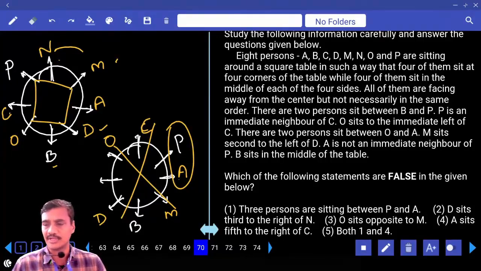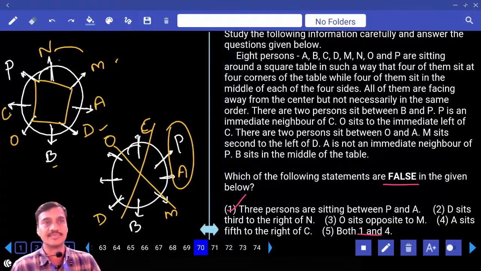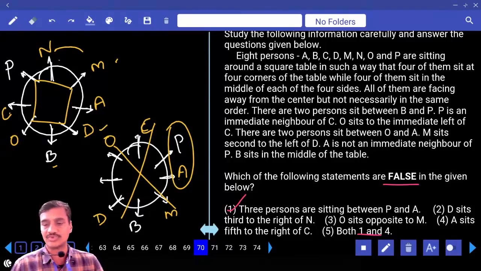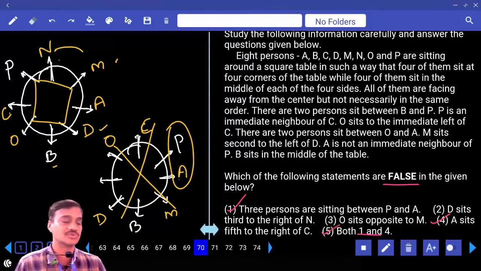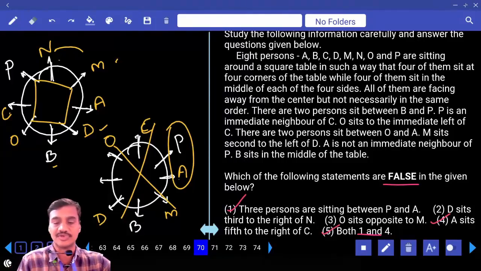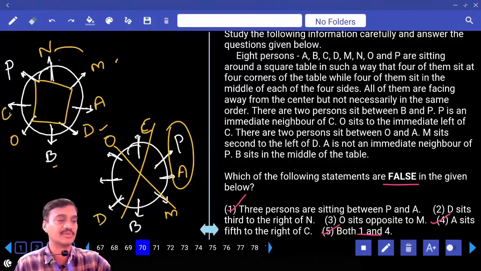Now the question is about definitely false statements. As it is definitely false, the first one is false. The second one is 2. What combination was given for 4? Now we need to check out the fourth one. A sits 5th to the right of C. A is 4th to the right of C, rather than 5th right. So what is your answer? 1 as well as 4. Both 1 and 4, that is choice 5, question number 70. Clear now? This is about the first set, 66 to 70.